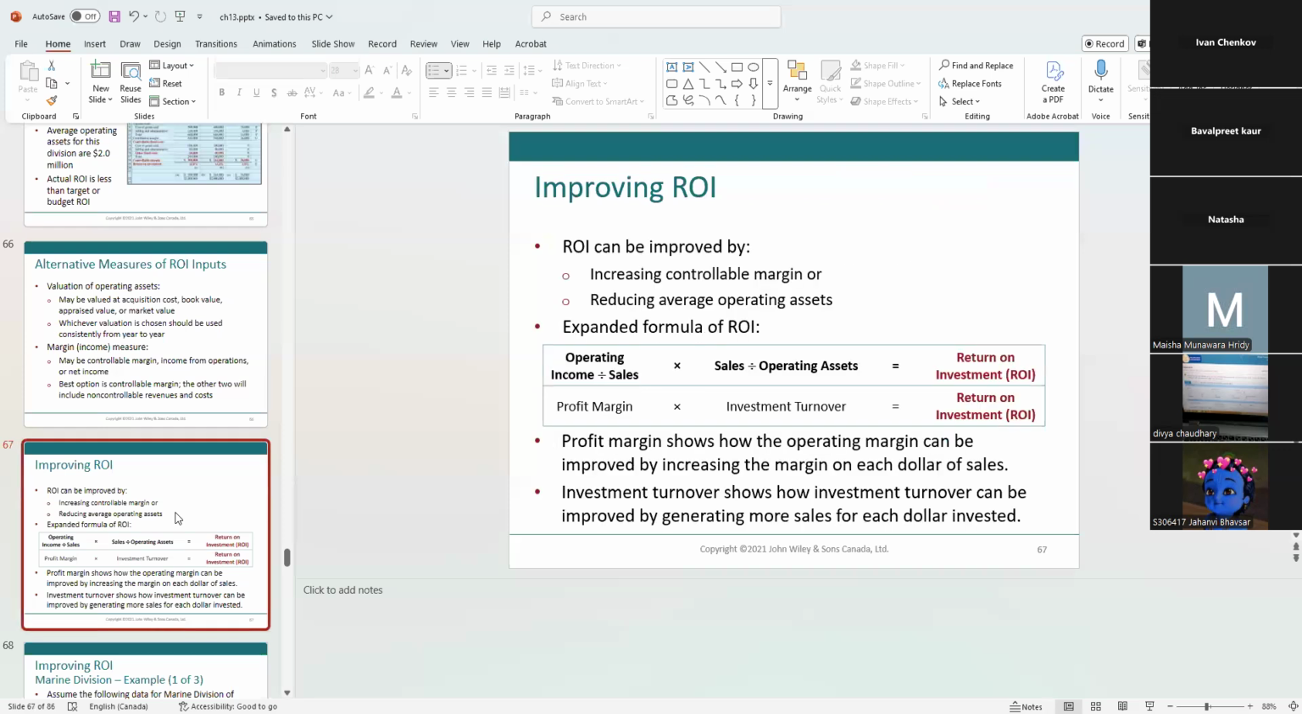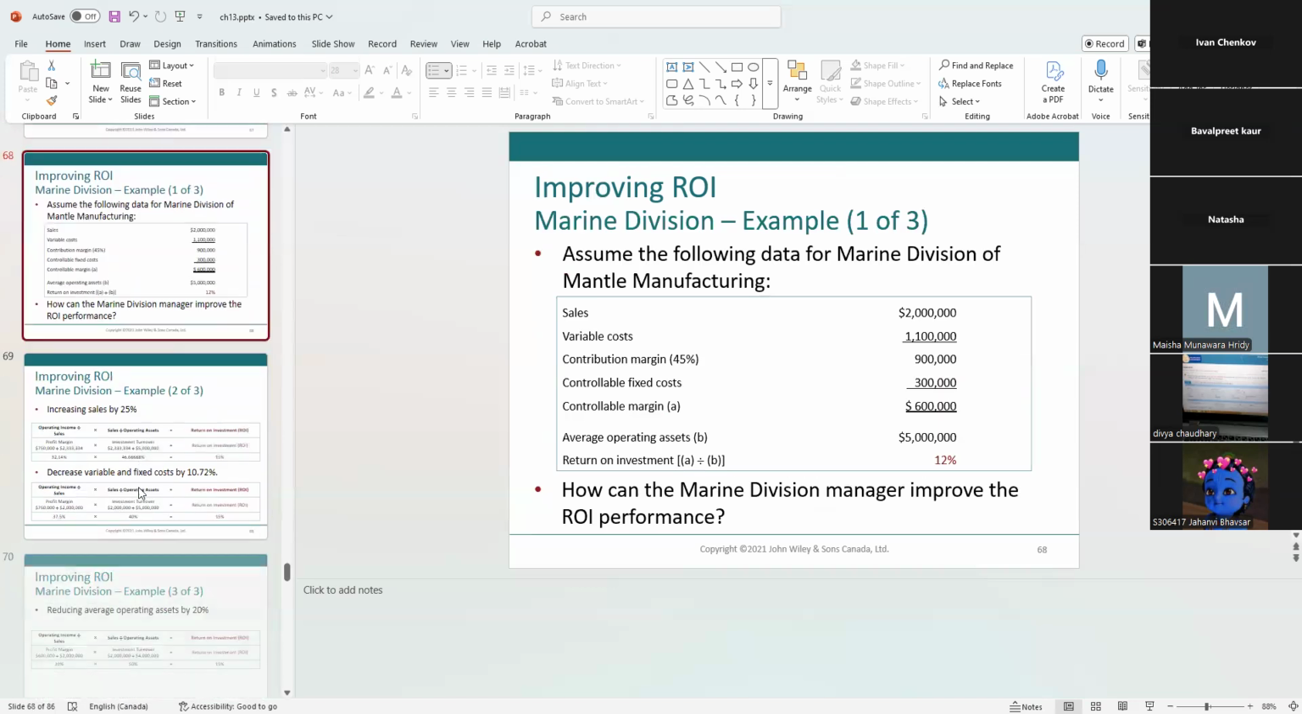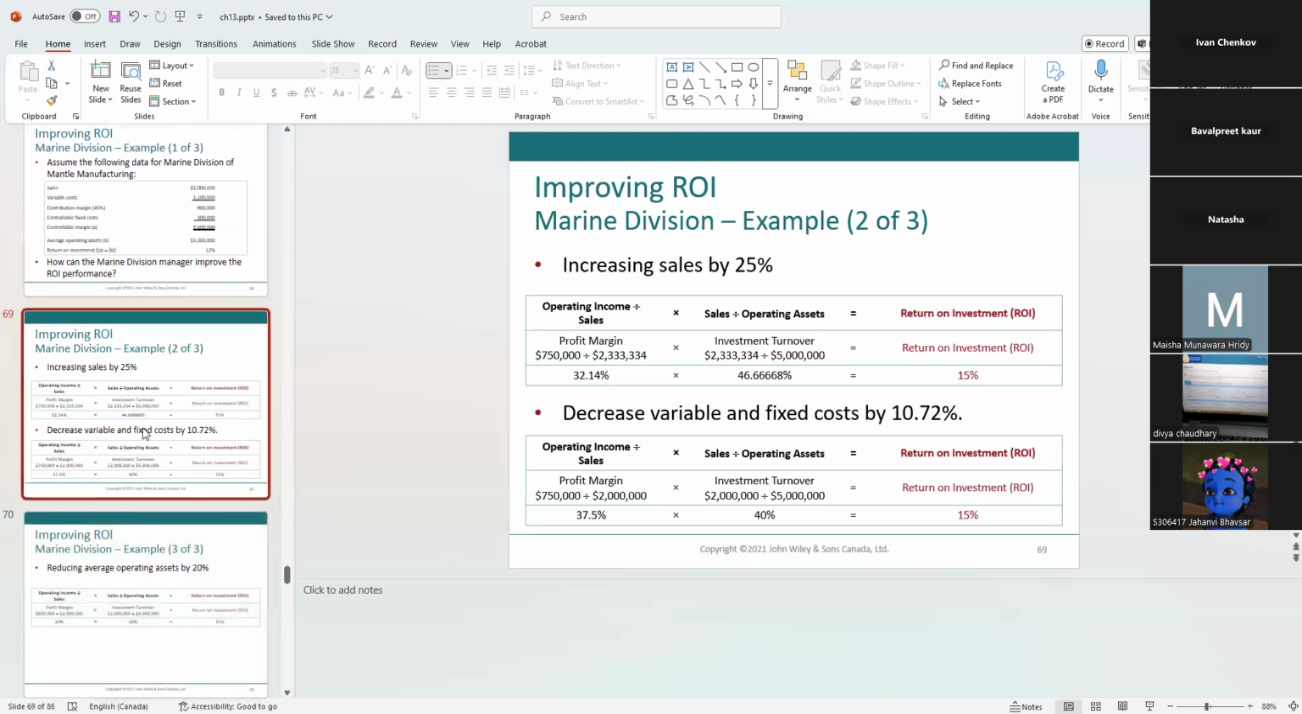Now, the interesting part here is the part that we missed in class. We covered how we're moving from the calculation of operating income divided by operating assets to operating income divided by sales times sales divided by operating assets, and we're creating the profit margin times investment turnover. The important thing that you have to do next time on your test is to tell me how I can change a return on investment.